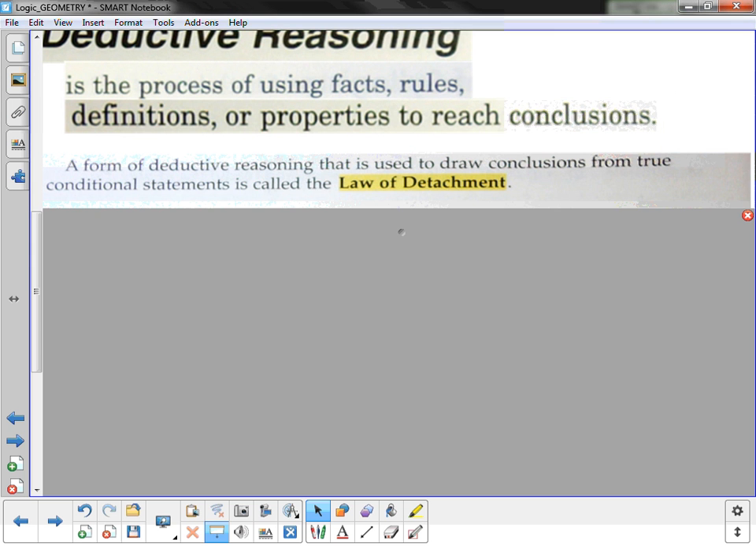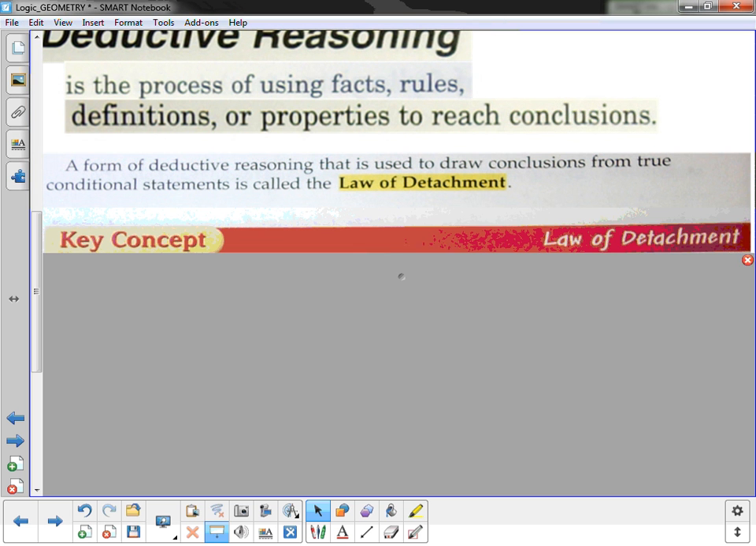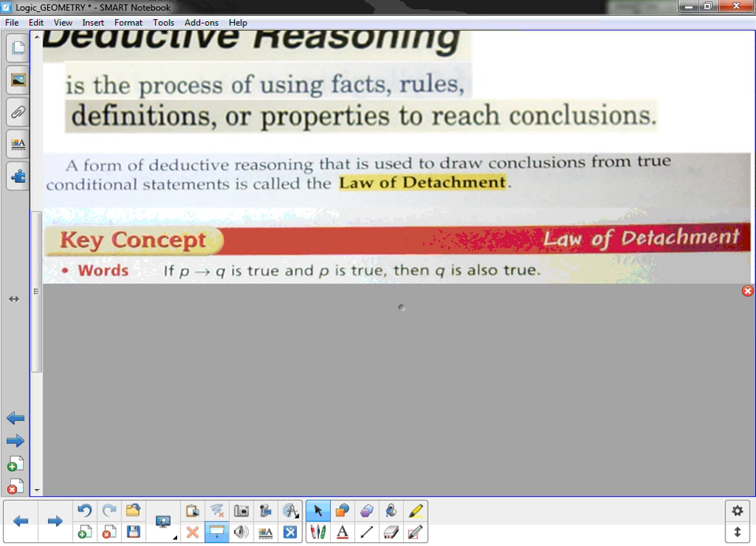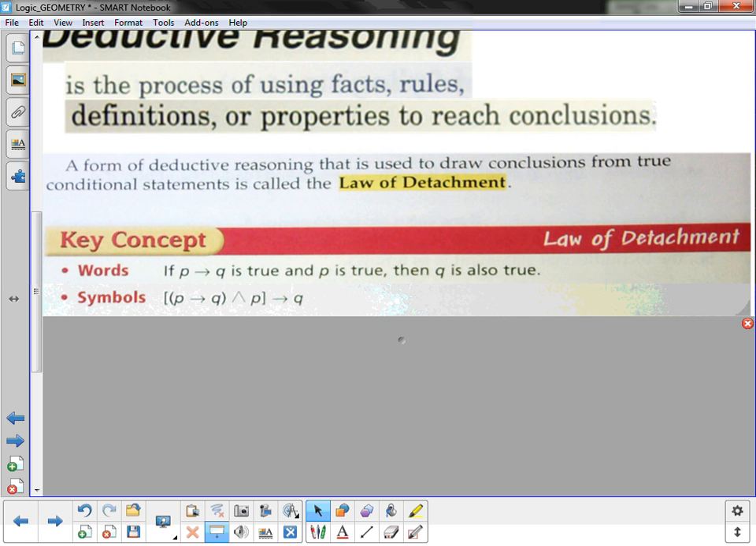Okay, a form of deductive reasoning that is used to draw conclusions from true conditional statements is called the law of detachment. Now, the law of detachment, in simple words, is if P implies Q, or if P then Q, is a true conditional statement, and you know the P, the hypothesis, is true, then Q also has to be true. So what does that mean as far as our logic symbol goes for making truth tables? We have P implies Q, if P then Q, and P, so they both have to be true for this to be true, then that's going to actually mean that Q has to be true.